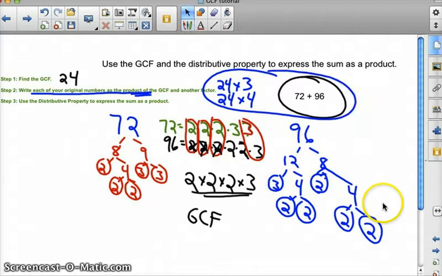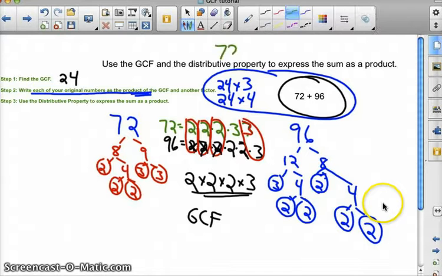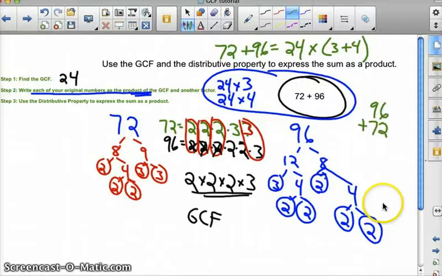Okay, so 72 plus 96 is equal to 24, which was the greatest common factor, times 3 plus 4. Okay, because that's the same as doing 24 times 3 plus 24 times 4. So let's just check the math to make sure. 96 plus 72 is 168. Over here, 3 plus 4 is 7. 24 times 7 is 168.